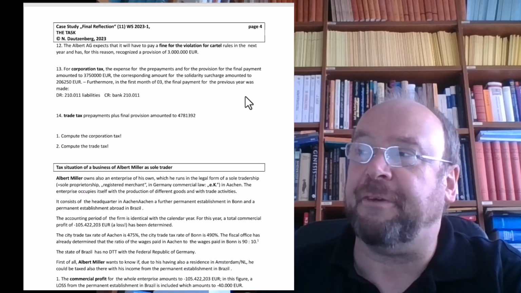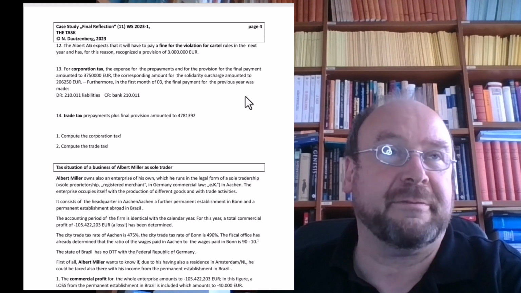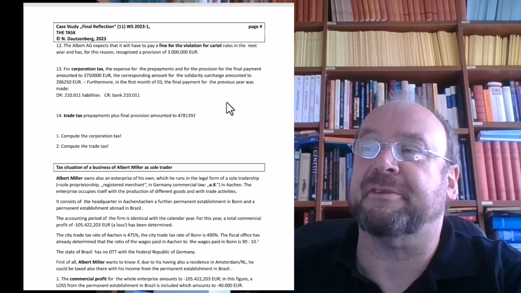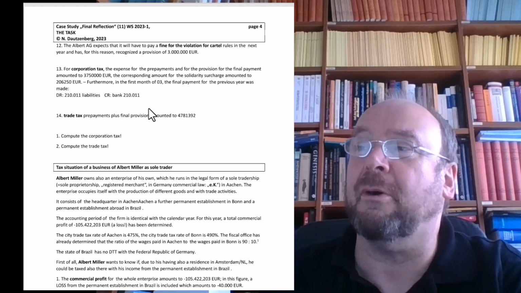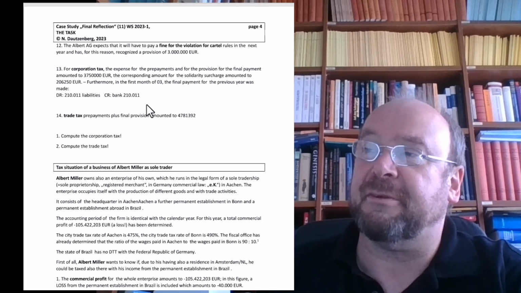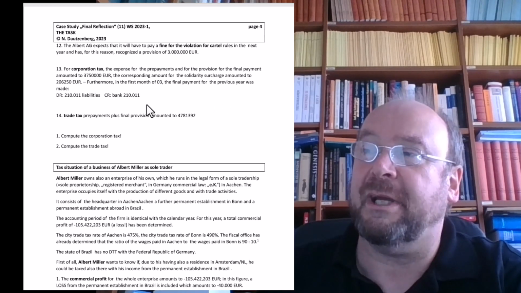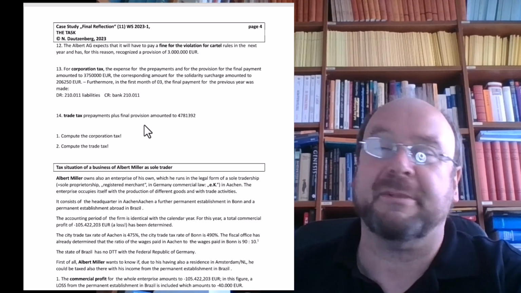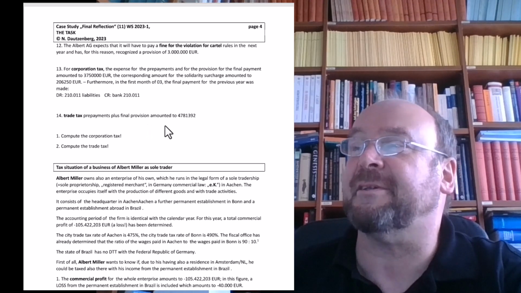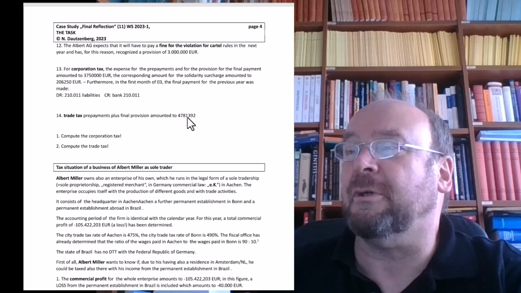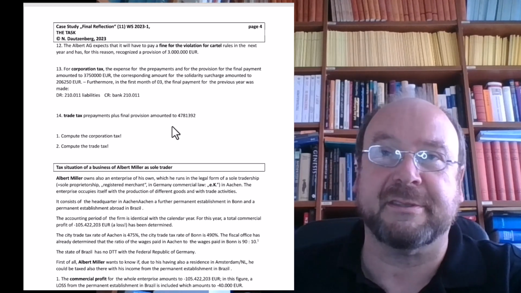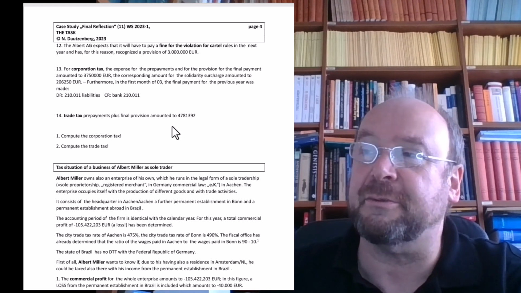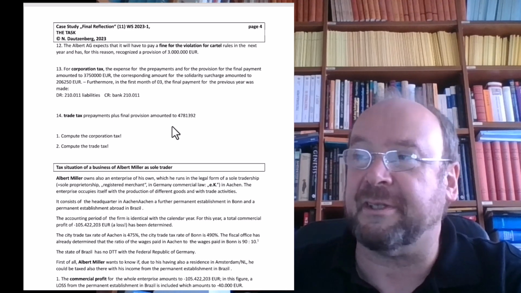and furthermore, in the first month of 03, the final payment for the previous year was made to the fiscal authorities by bank transfer, so the debit record was liabilities 210,011 euro. Credit bank record was bank transfer 210,011. Trade tax prepayments plus final provision led to expense of 4,781,392. And what you should do here is find out the amount of corporation tax due under German law and the trade tax due under German law here.